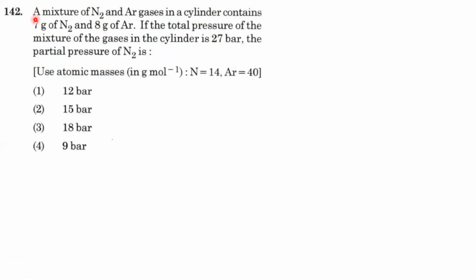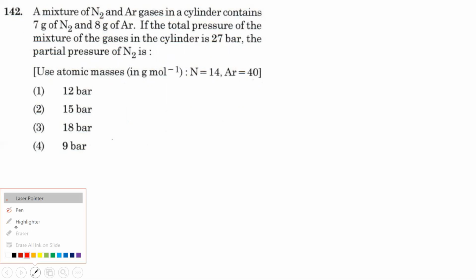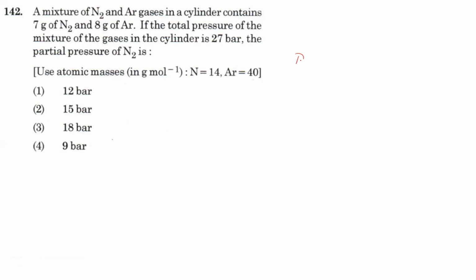In the next question, a mixture of N2 and argon gases in a cylinder contains 7 gram of N2 and 8 gram of argon. If the total pressure of the mixture of the gases in the cylinder is 27 bar, the partial pressure of N2 is? It is coming under Dalton's law. As per Dalton's law, partial pressure of N2 is equal to mole fraction of N2 into total pressure. Mole fraction of N2 means number of moles of N2 by total number of moles, so N2 plus argon, into total pressure.